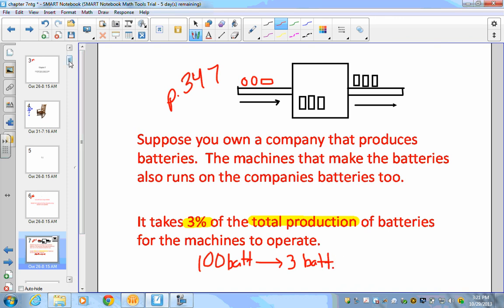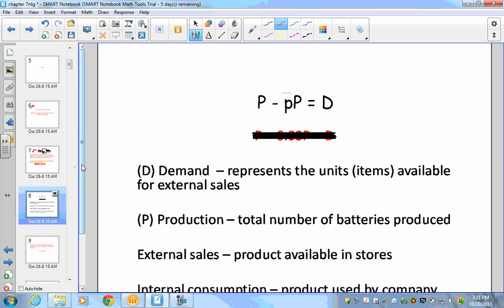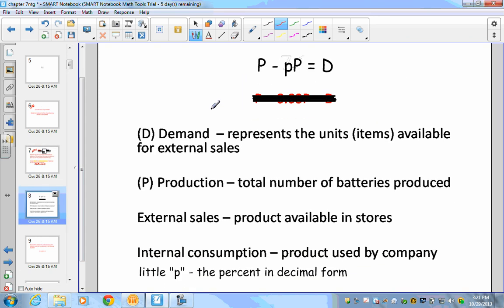Okay, so there's an actual formula that we're going to run with in this section, and that is this right here: P minus little p times big P equals D. Now each of these variables means something. Notice that there are actually 2 p's here, so whatever's being produced will be inserted twice into the formula. Now I'm going to ask you to pause it because I'm about to go to our next question. So if you need to write this down, feel free to do so. If not, here we go.